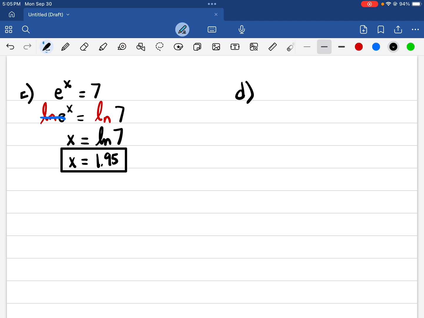We'll look at another one with that base e. We have 3e to the 0.25x equals 45. Now you can't take that natural log until that e is by itself. The e has to be by itself before you can take the natural log. So with that being said, I have to get rid of that 3 first by dividing, because it's 3 times that.